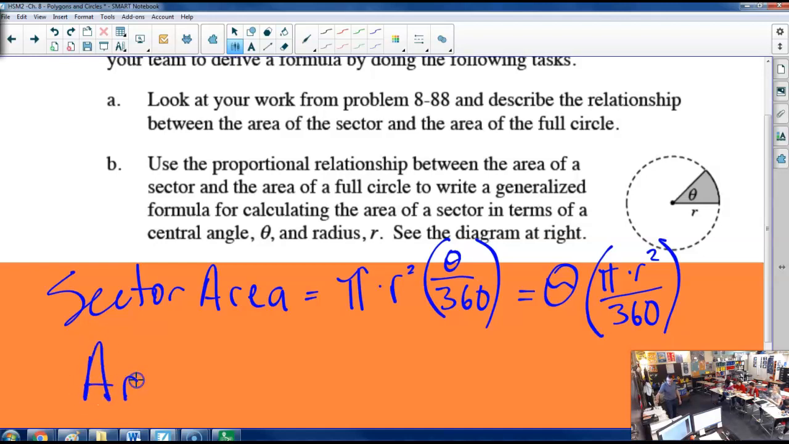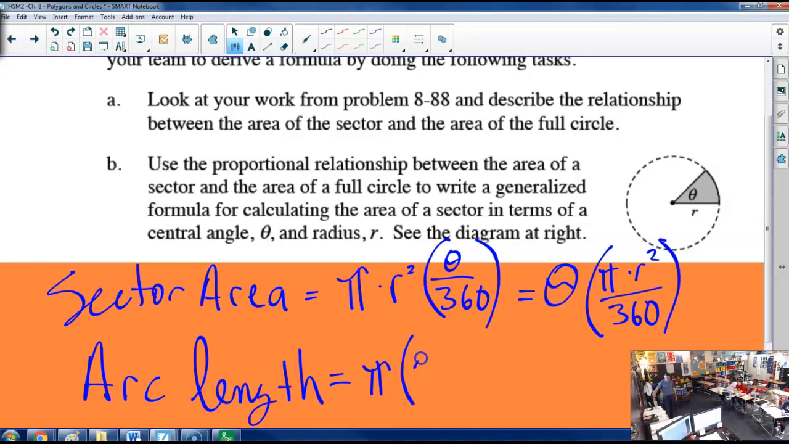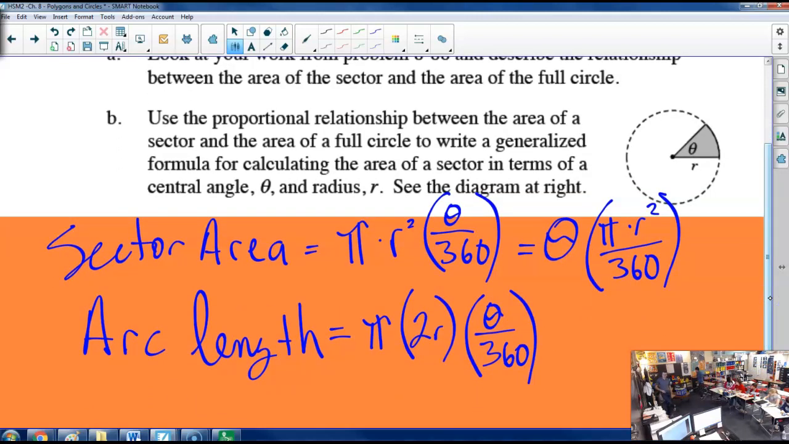So for arc length, our normal arc length, we said, is pi times diameter. Or if we want to just use radius, like if you're programming your calculator, of course you could use 2 times radius, times theta over 360. Same thing. If you're programming your calculator, all you have to have it ask you is r and theta, and you can actually write the program to spit out both answers.